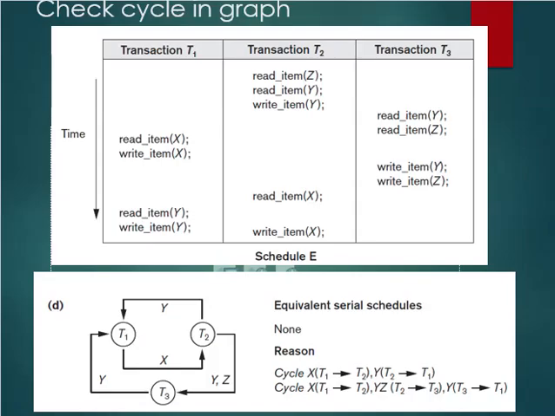Okay, next we can draw an example here. Here you can see three transactions T1, T2 and T3, and the transaction execution starts from T2. So you have to check the time. Here we are plotting the time along the y-axis. So we start from read item Z in T2. So we have to check whether there is any conflicting operation on Z following T2.